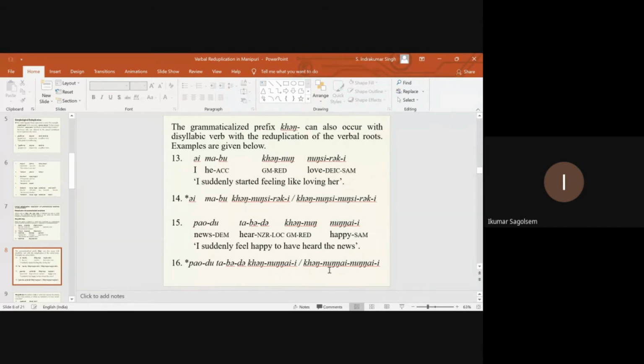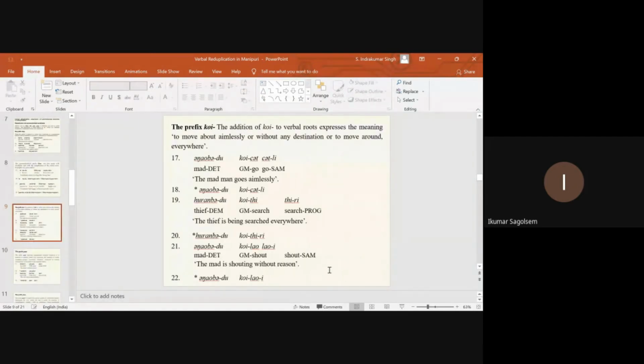Instead, partial reduplication of the verbal root takes place as in 13 and 15. Ay mabu khang shirai. I suddenly started feeling like loving her. And paudu tabuda khang nungai. I suddenly feel happy to have heard the news.